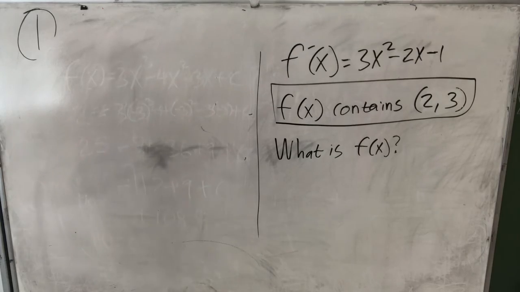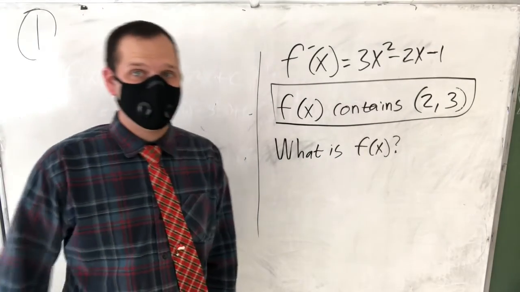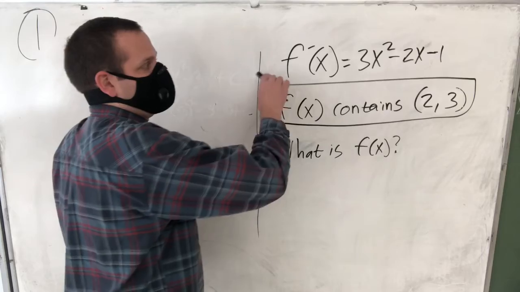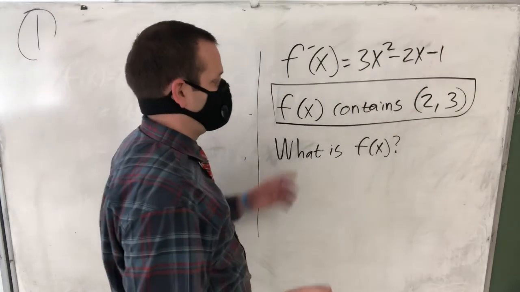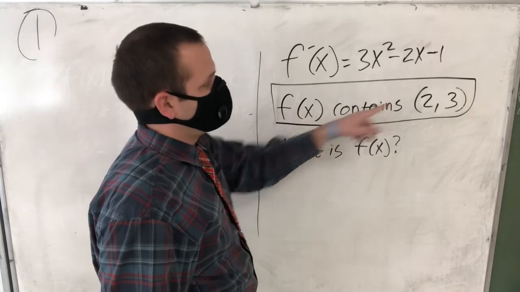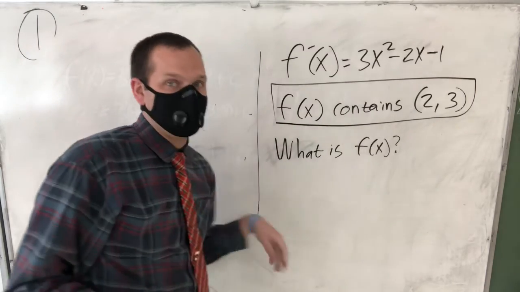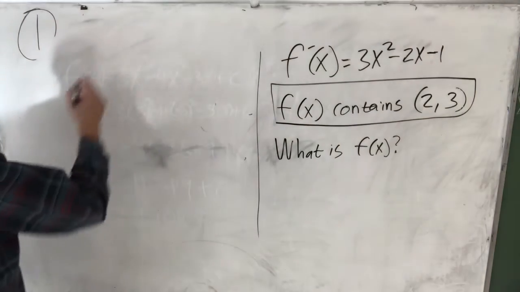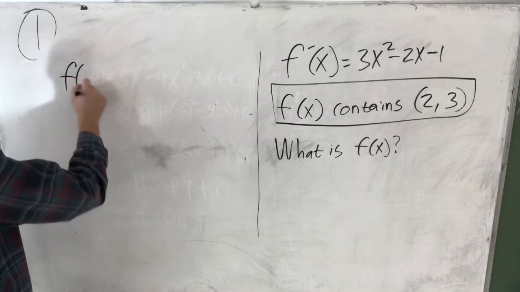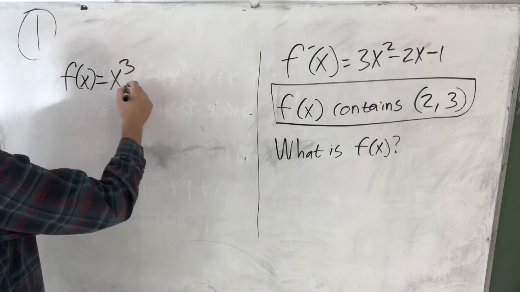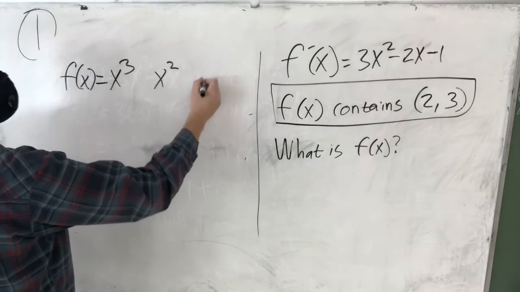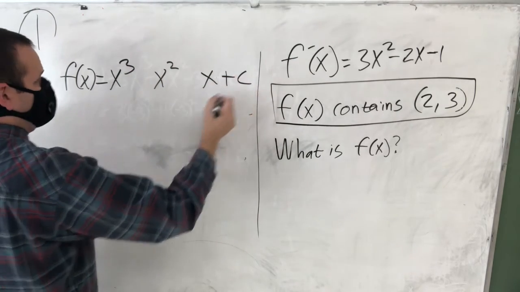All right, you should have paused the video by now. Here's the answer. So, the derivative of an equation is 3x squared minus 2x minus 1. We know that the equation contains the point 2, 3. We want to know what the equation is. Here we go. So first I'm going to start off by integrating. That's going to give me f of x is something x cubed, something x squared, something x plus c.